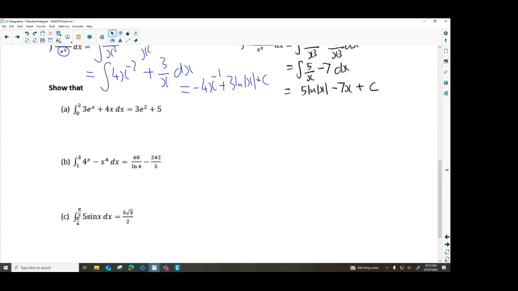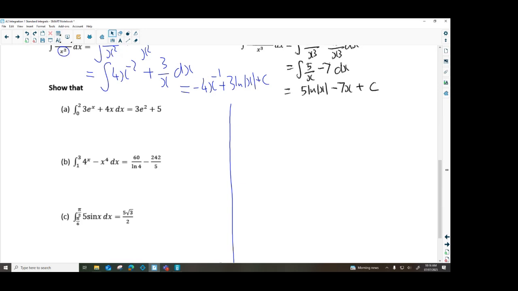There are here 3 definite integrals where I'm asked to show that the value of an integral is given by a certain amount. Show that means you have to show significant working. So I'm going to deal with the integral from 0 to 2 of 3e to the x plus 4x. And what I think I'm going to do is divide the rest of this in half. I'm going to go down and then across to the other side if necessary.